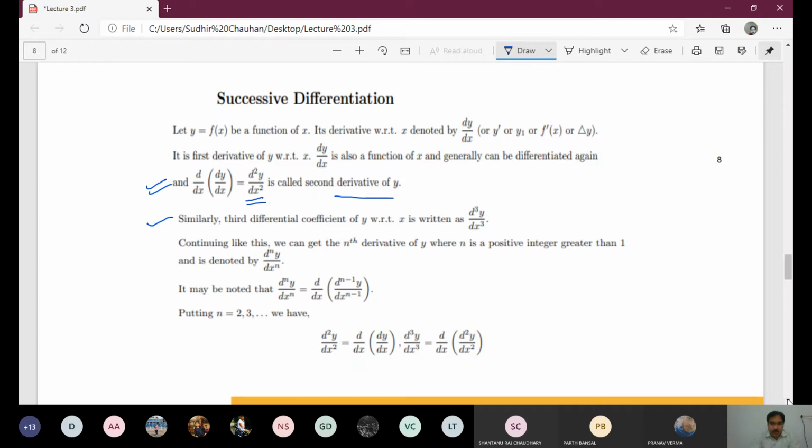Similarly, if the second derivative is again differentiable, then the third differential coefficient of y can be written like this. If we continue like this, if every time we get a differentiable function, then we can get the nth derivative of y, where n is a positive integer greater than 1. So nth derivative is denoted by dny over dxn. It may be noted that dny over dxn is d by dx of d(n minus 1)y over dx(n minus 1). That means we have the n minus 1 order derivative and again differentiate it, we will get the nth order differential coefficient.